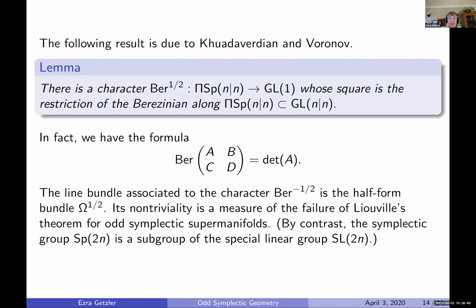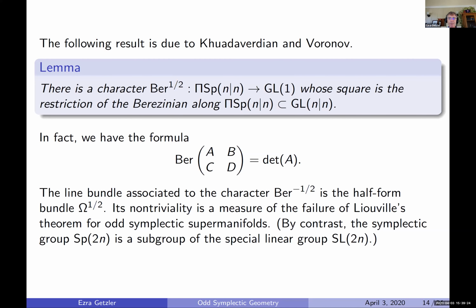So what that means is if you have an odd symplectic supermanifold, then the character inverse of the square root of the Berezinian determines a line bundle over that odd symplectic supermanifold, which we'll call the half forms. So I'll just mention, Khudaverdian uses the absolute value of that character. So he works with the half densities, but it's a minor difference. Those two line bundles differ, of course, just by a discrete twist.